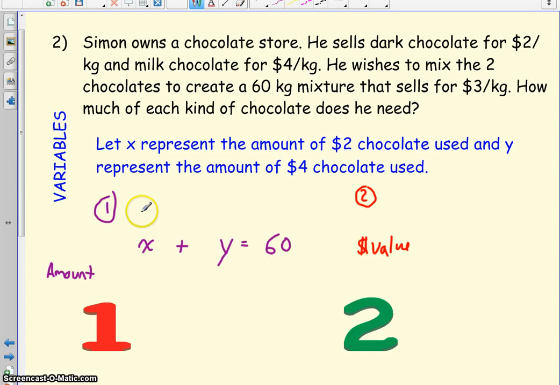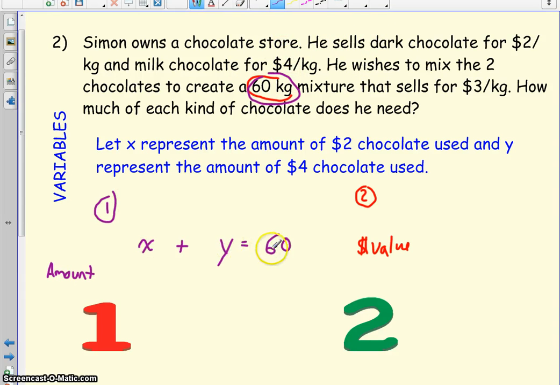Okay, so here's the first equation. I decided to use one equation involving the amounts of mixture. We were told there's 60 kilograms in total of mixture, and there's going to be a certain weight of the dark chocolate, which was X, and a certain weight of the milk chocolate, which was Y.